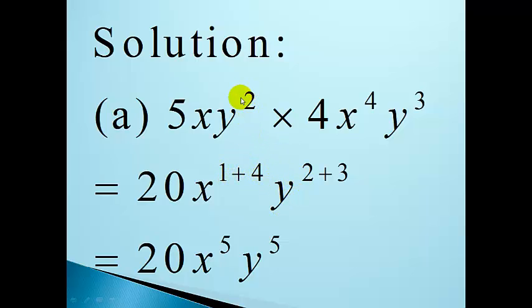Then y. The exponent here is 2 and the exponent here is 3. So we have y to the power 2 plus 3. Now in all, this is equal to 20x to the power 5 y to the power 5. That is the solution.